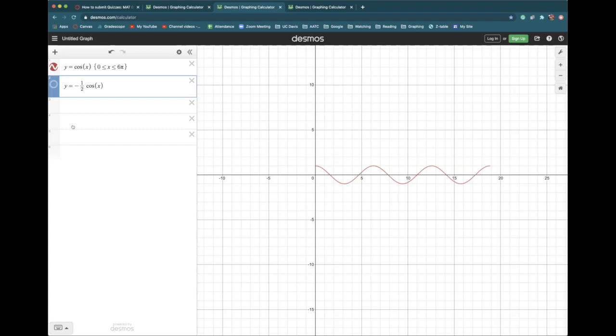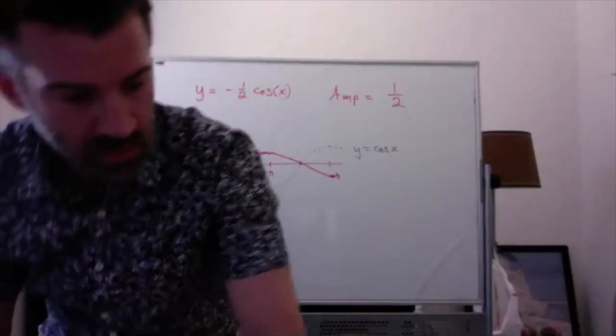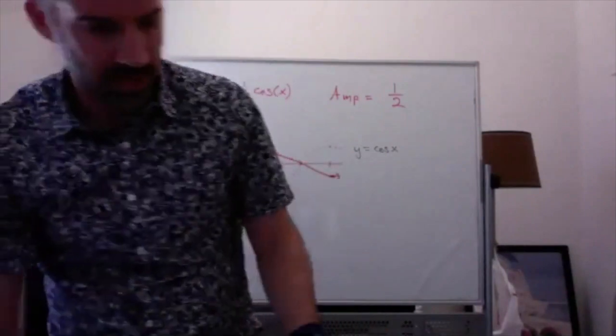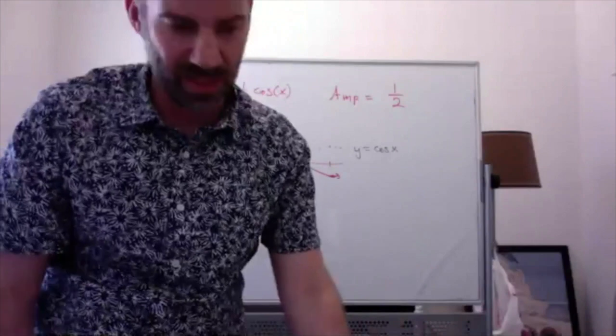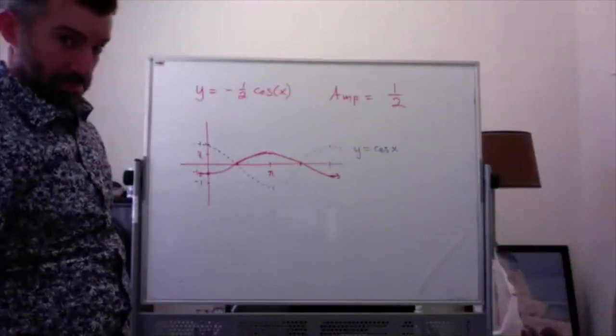All right, so let's now talk about vertical shifting. Vertical shifting, I think, is actually a little easier. Amplitude's kind of all right. Vertical shifting is, sorry, pressing buttons.